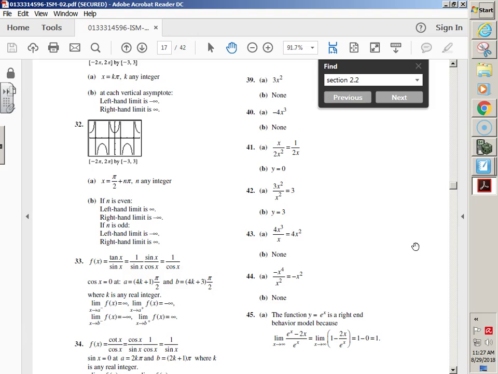Highest degree of the top was x. Highest degree of the bottom was 2x squared. Simplify, so you have 1 over 2x. And then what's the horizontal asymptote? Bottom wins, so 0. Or the limit to infinity is 0.